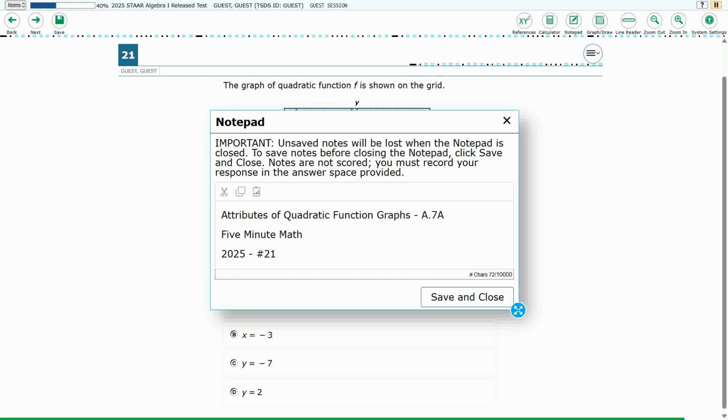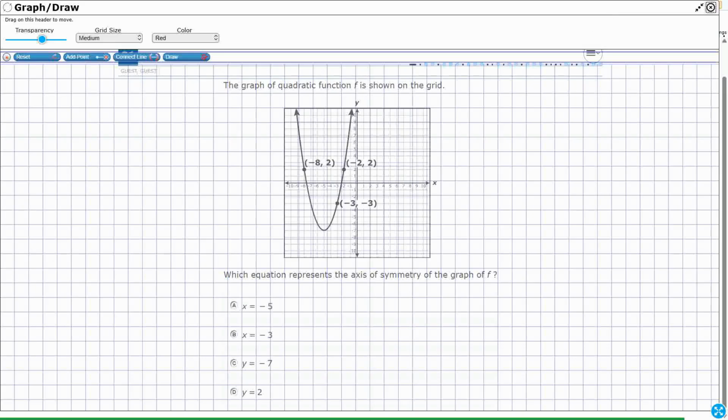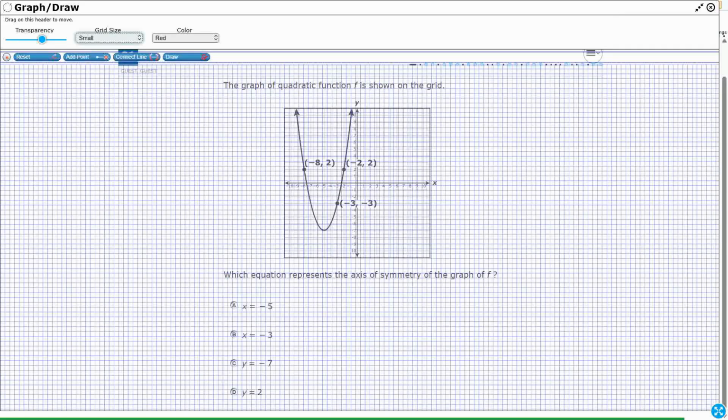Today we are looking at the Algebra 1 concept of attributes of quadratic function graphs. This is standard A.7A in the great state of Texas, and we are using item number 21 of the 2025 released STAAR test. If you haven't done so already, please go ahead and take a moment to pause the video, work this problem out on your own, unpause it, and we will look at our answers together.